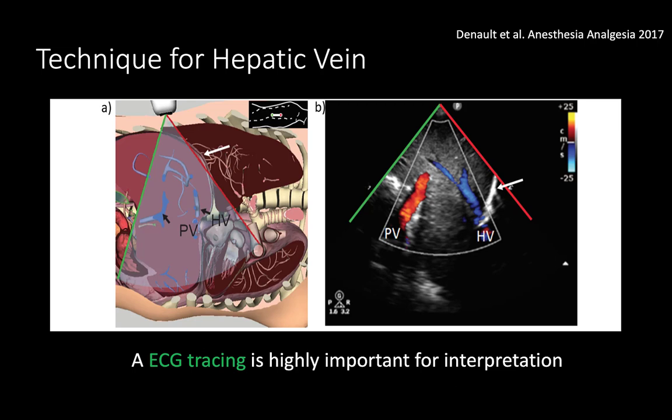The preferred technique is through a lateral approach. The transducer will be oriented cephalocaudal between the anterior and the mid-axillary line. The beam will be angled at around 45 degrees, aiming a little bit right of the spine. The hepatic vein can be sampled from this location.